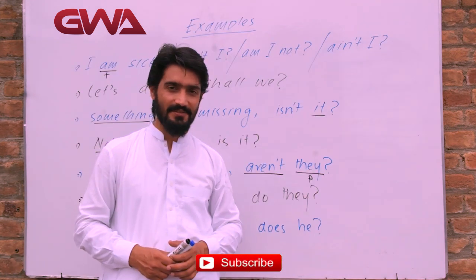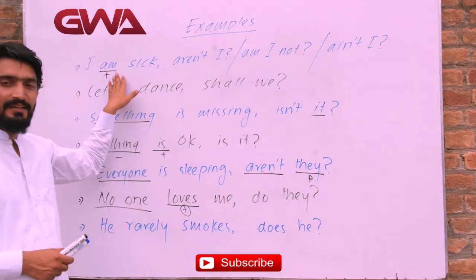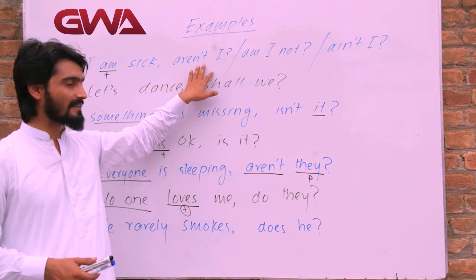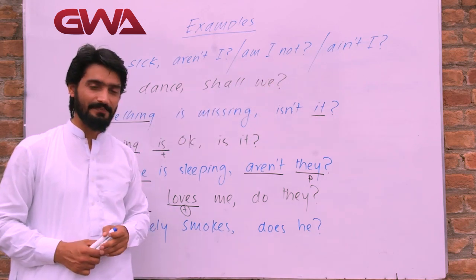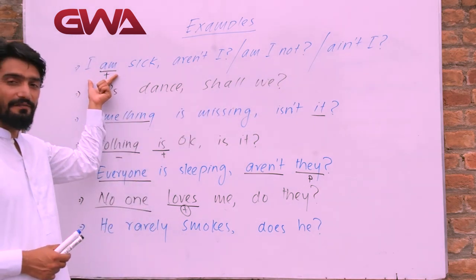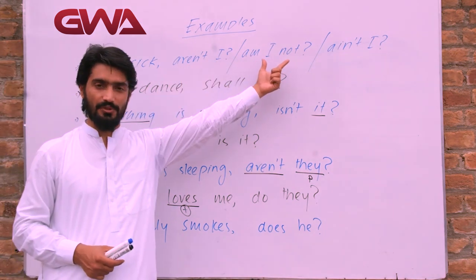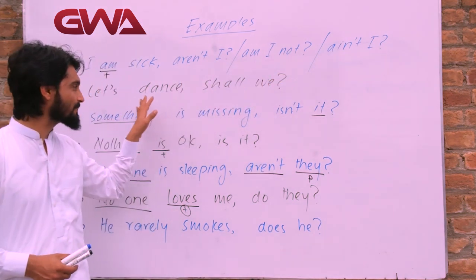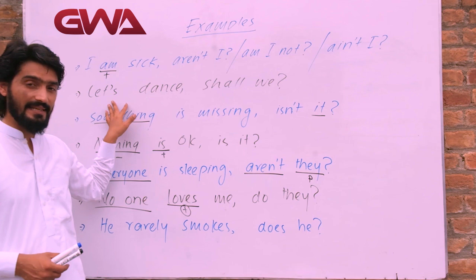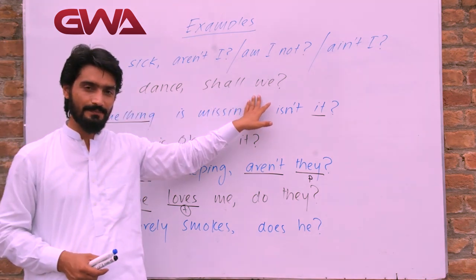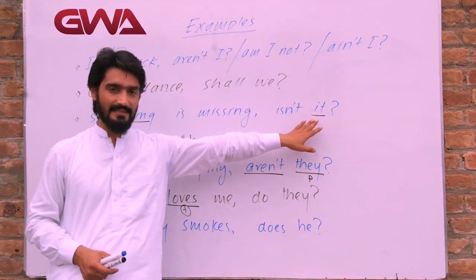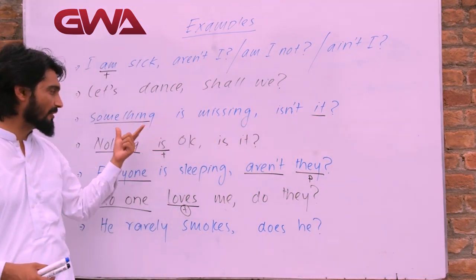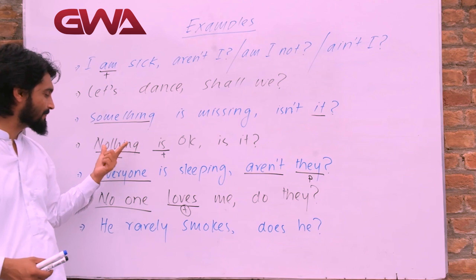Let's have examples. I'm sick. Aren't I? Am I not? Ain't I? When we have I am, we have three options in the tag question. Another example. Let's dance. Shall we? Something is missing, isn't it? Now we use it when we have the subject something.